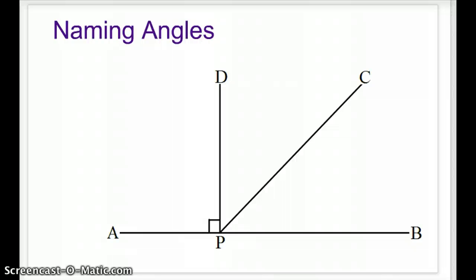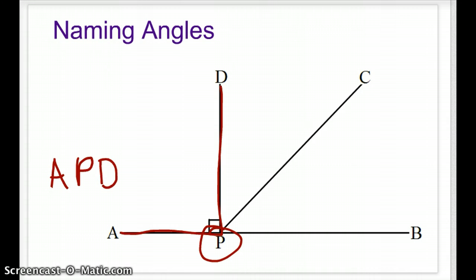Now, how do we name an angle? Angles all have endpoints. And the endpoint that connects the two sides, or the two segments, is called the vertex. If we are going to name this angle, we need to write the vertex P, because that's the endpoint that connects both segments, in the middle. So this angle would actually be called angle A, P, D, and you use the angle symbol on top.